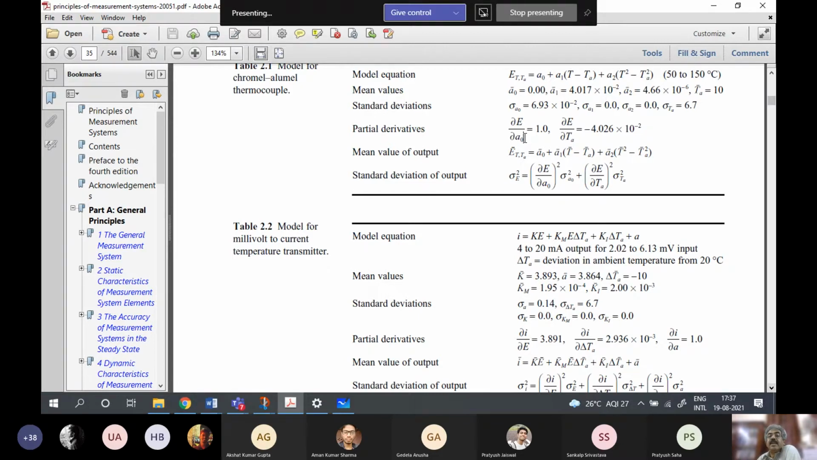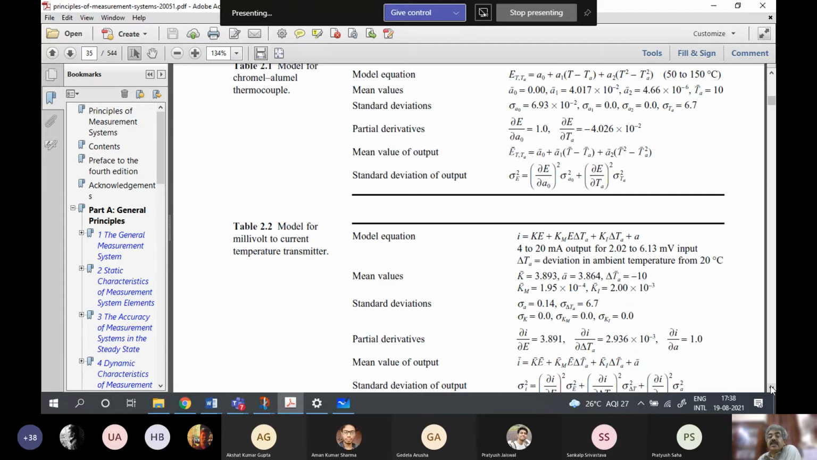So is A naught varying? Yes, A naught is varying. So they consider delta A naught. There is some variation in A naught, and there is some variation in TA. So they are considering delta E by delta TA, and from this expression using mean values they have calculated this to be this value. So the mean value of the output at any given temperature can be easily calculated using all mean values, and the standard deviation of this output can be considered from this value.